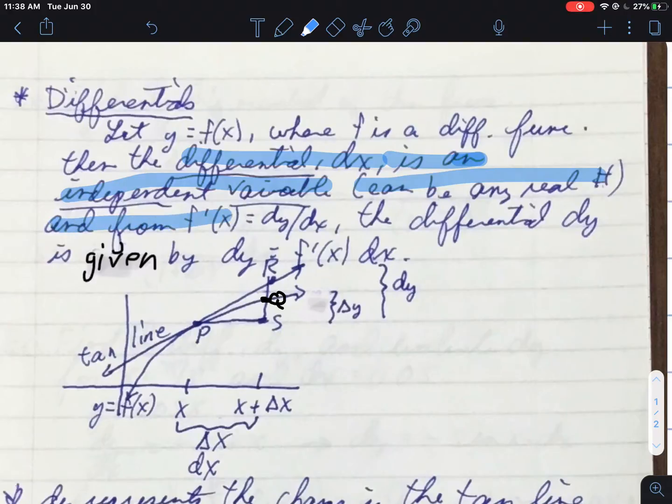Now dy, right, so that's dx. We just take that as an independent variable. Now dy, if you look at our simple equation for the derivative, f prime of x is dy dx. And then just solve that for dy. The differential dy then is given by dy equals f prime of x dx. Right? And that's just solving the equation f prime of x equals dy dx for dy. So in other words, dy, the change in y along our tan line, would be equal to the derivative of our function at the x value times the change in x.